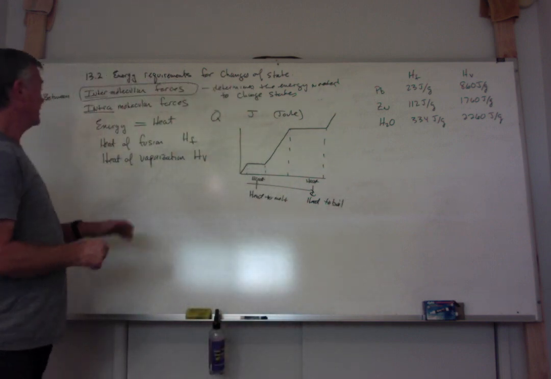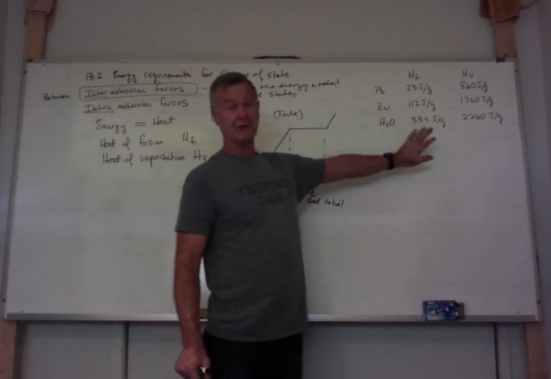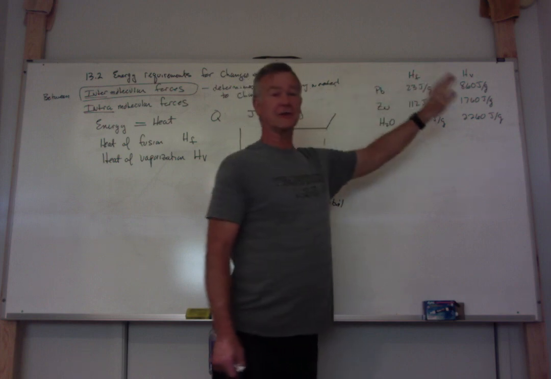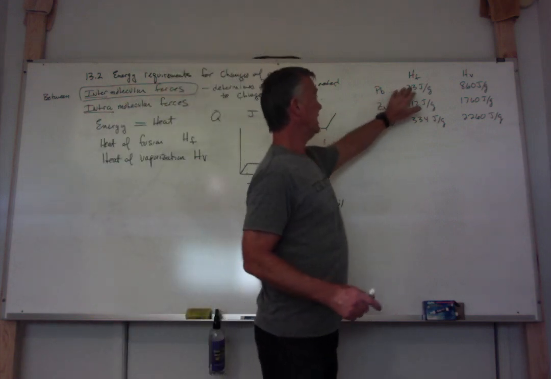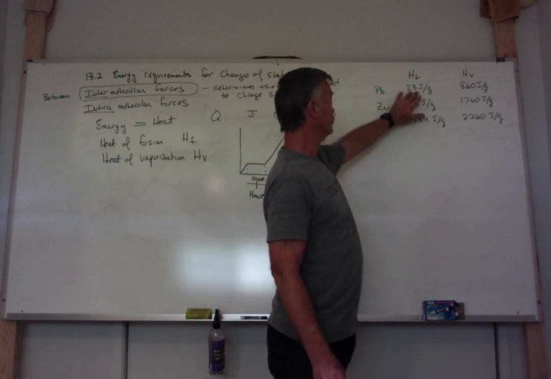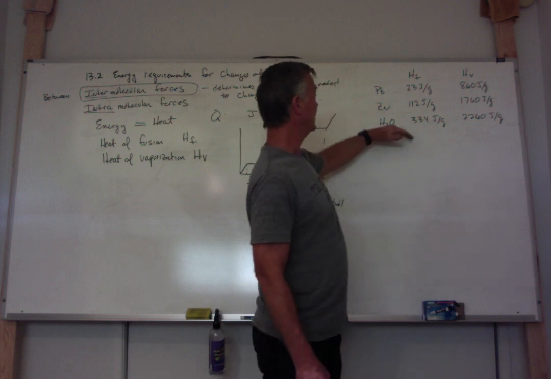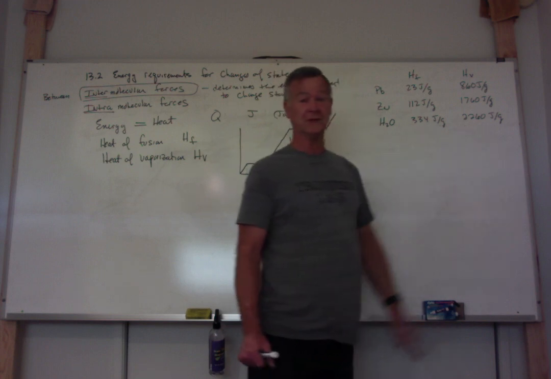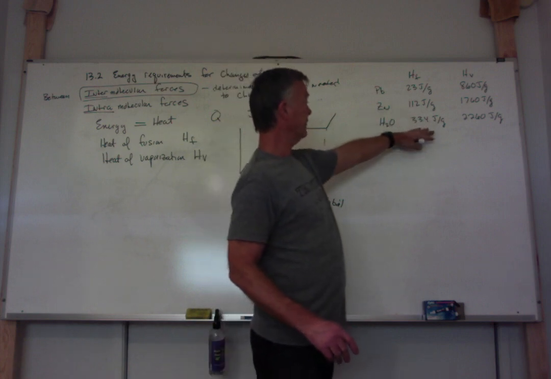Now, the heat of fusion and the heat of vaporization are actually numbers for every material. So I have three of them up here. For lead, it takes 23 joules for every gram to melt lead. So if I have 100 grams, it's going to take 2,300 joules to do that. And 860 joules is my heat of vaporization. Zinc is 112 and 1760. Water is 334 and 2260. Now, you're not going to be expected to know where these numbers come from. We get them from a table.